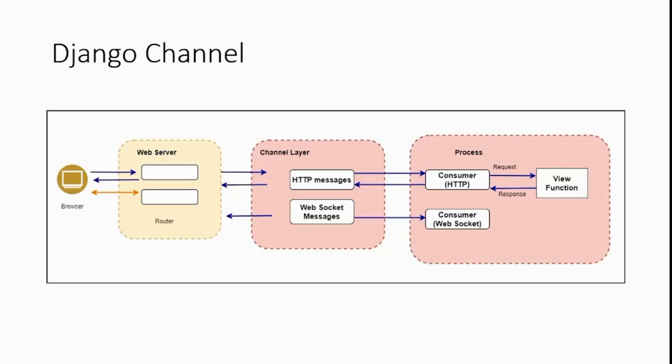Once it is identified whether it is HTTP or WebSocket, the channel layer sends messages to the appropriate consumer. The consumers may be HTTP or WebSocket, and then they perform the request and response action. The vice versa process is applicable for the consumer and the function. I hope you understand this basic architecture of Django Channels. You'll see the detailed implementation of Django Channels in the next video.